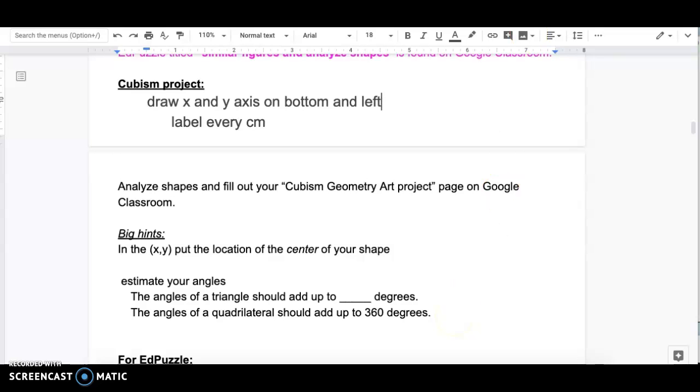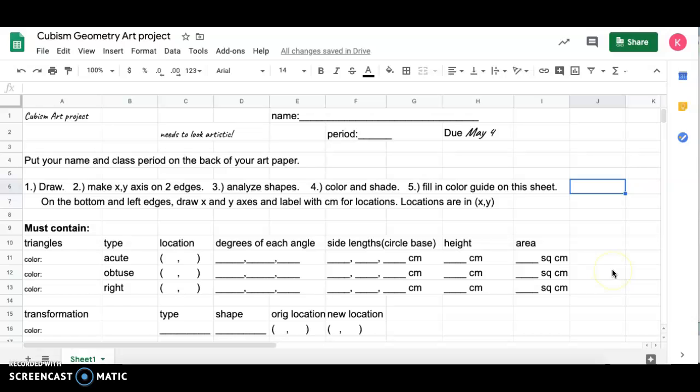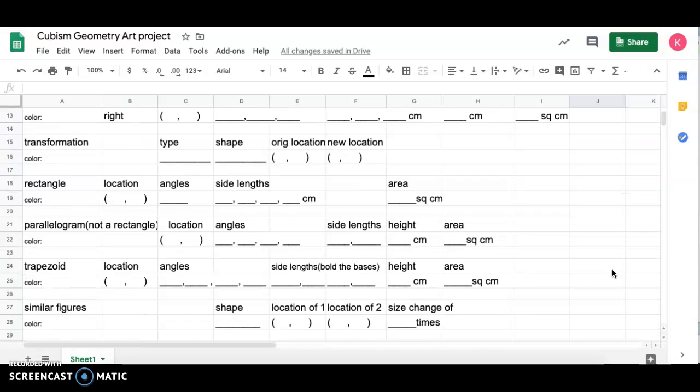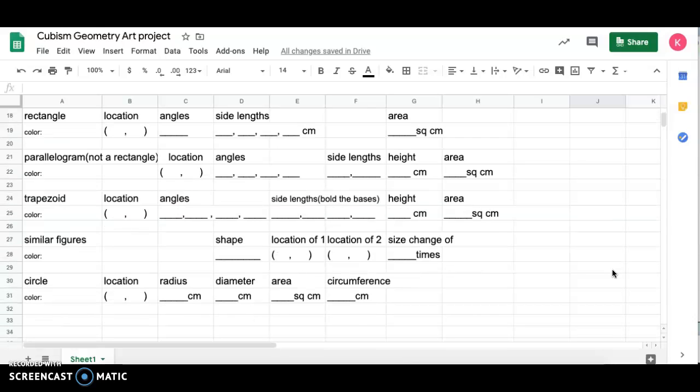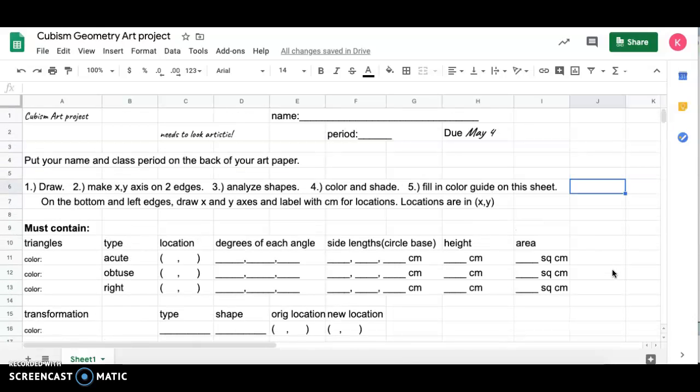All right, so here's what your paper looks like. And it looks a little overwhelming at first. All right, but that's okay. You're going to go through one step at a time. And the skill check quiz that I gave you earlier in this Ed puzzle is going to really help.